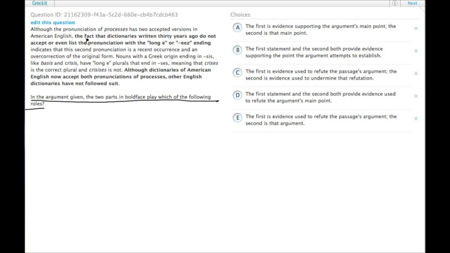Okay, so the first boldface portion is clearly some kind of fact. You know, dictionaries 30 years ago don't list the processes pronunciation. So it's going to be some kind of support for the notion that, as we find out right here, the other pronunciation is a recent occurrence and an overcorrection. Okay. So then we go on.